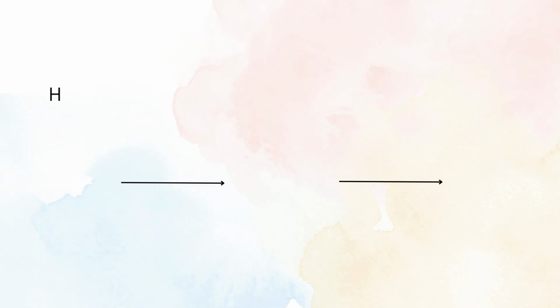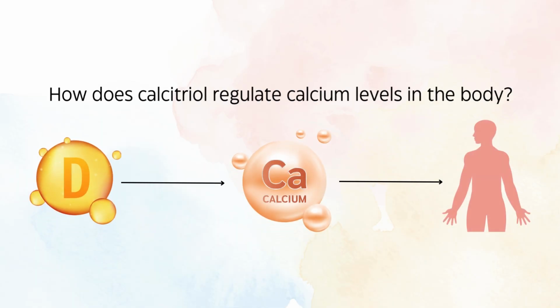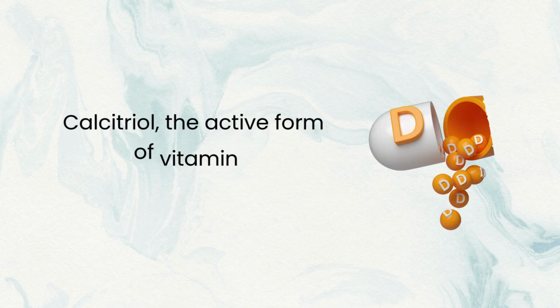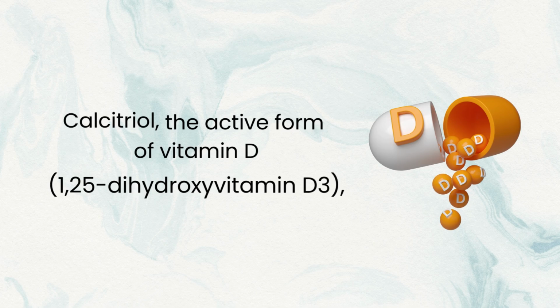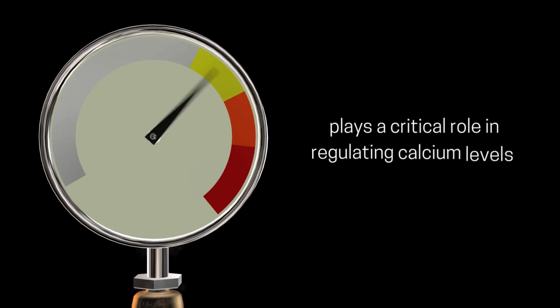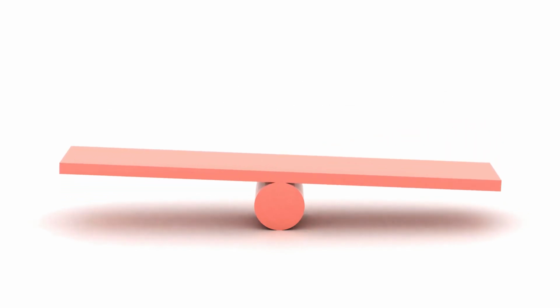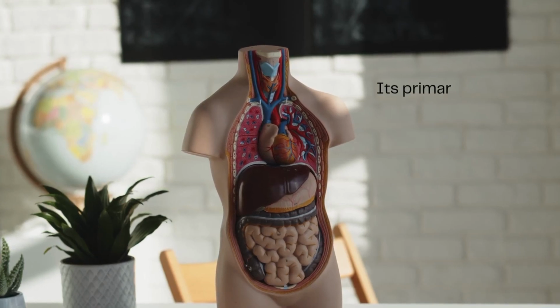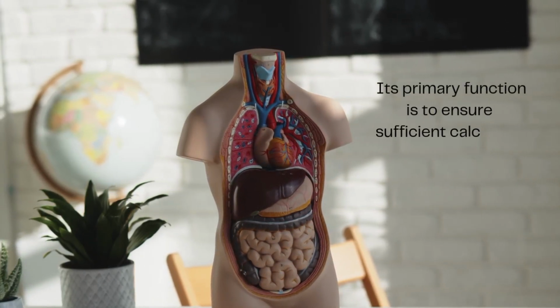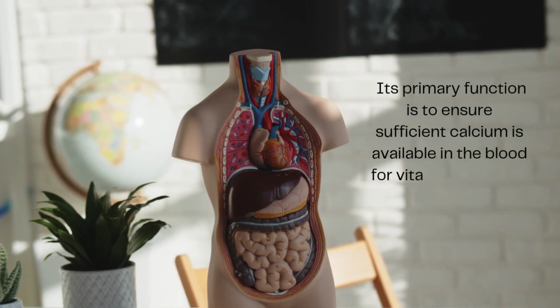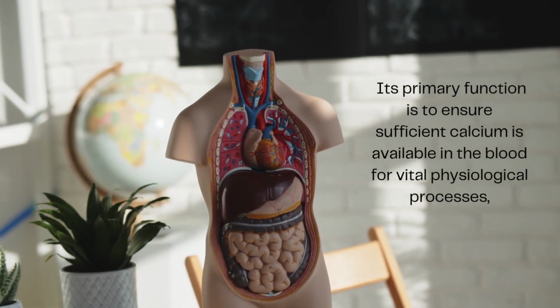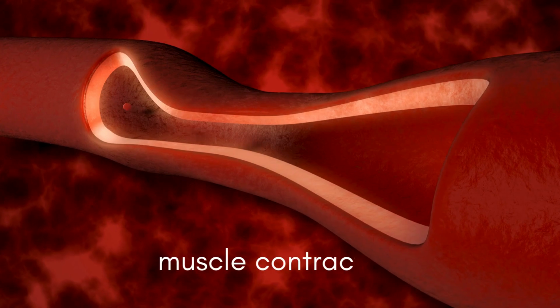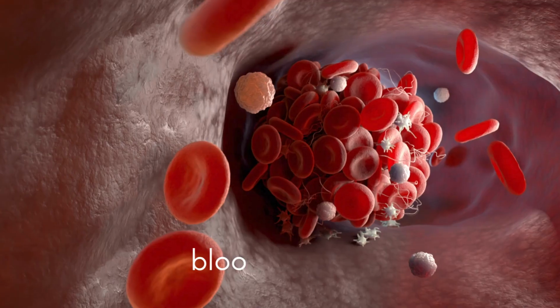Did you know? How does calcitriol regulate calcium levels in the body? Calcitriol, the active form of vitamin D, 1,25-dihydroxyvitamin D3, plays a critical role in regulating calcium levels in the body by maintaining a delicate balance between calcium absorption, storage, and excretion. Its primary function is to ensure sufficient calcium is available in the blood for vital physiological processes such as bone mineralization, muscle contraction, nerve transmission, and blood clotting.